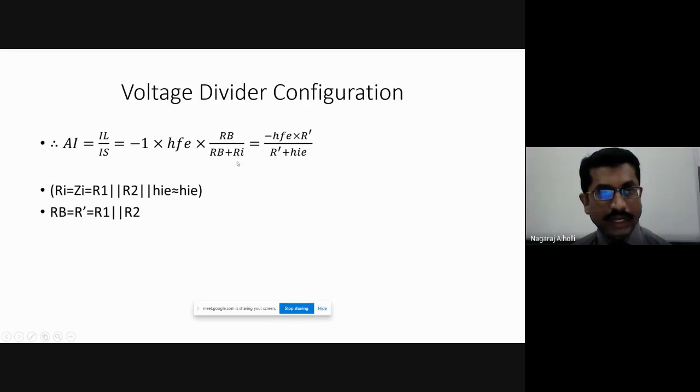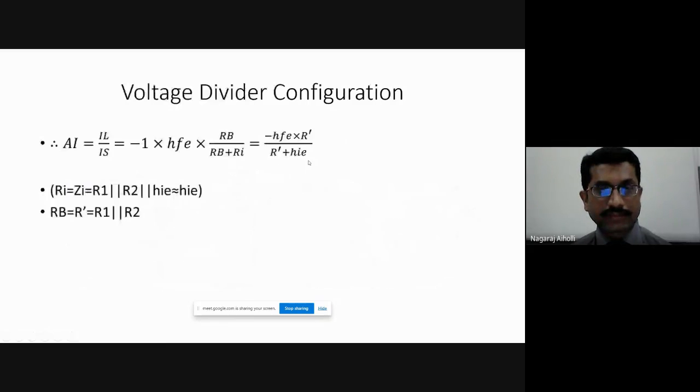Therefore, RI is nothing but HIE, because RI is ZI, that is R1 parallel R2 parallel HIE, which is approximately equal to HIE, as R1 parallel R2 is very much larger than HIE. And RB is R dash, that is R1 parallel R2, so I have replaced RB with R dash. Therefore, the final equation for current gain will be minus HFE into R dash divided by R dash plus HIE.